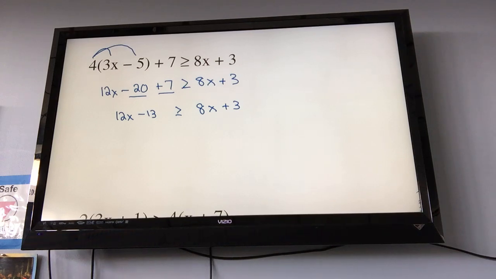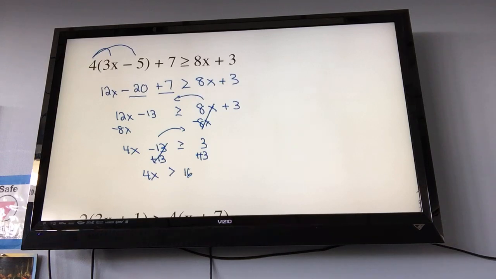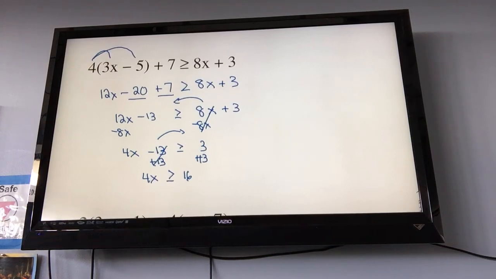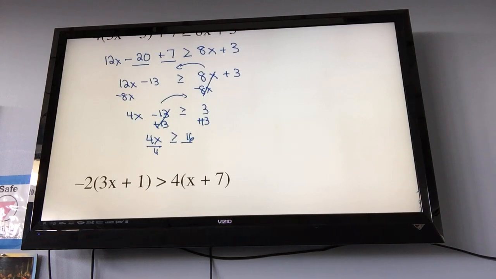Okay, in this next one, Will, what am I gonna do to move that x term? You'd have to make it a positive, or negative. All right. So I'm gonna minus that. So 12 minus 8 is positive 4. And Lucia, what do I do to move that 13? Add. Okay. So I have 4x, those are gone, is greater than or equal to 16. And Maggie, my last step, what am I gonna do there? Divide by 4. All right. And x is greater than or equal to 4.